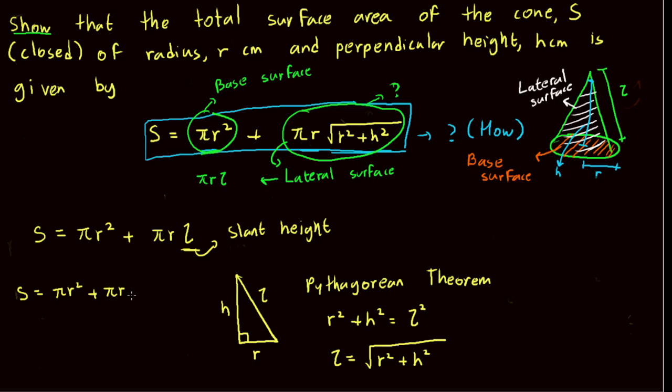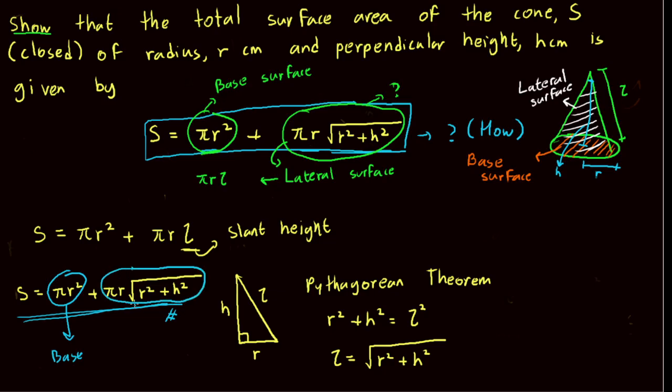I substitute the L with the formula we just discovered, which is the square root of r square plus h square. So I've already managed to show that this is the formula for the cone, where, as I talked about earlier, this is the base surface, and this one is representing the curved surface or the lateral surface we talked about earlier.